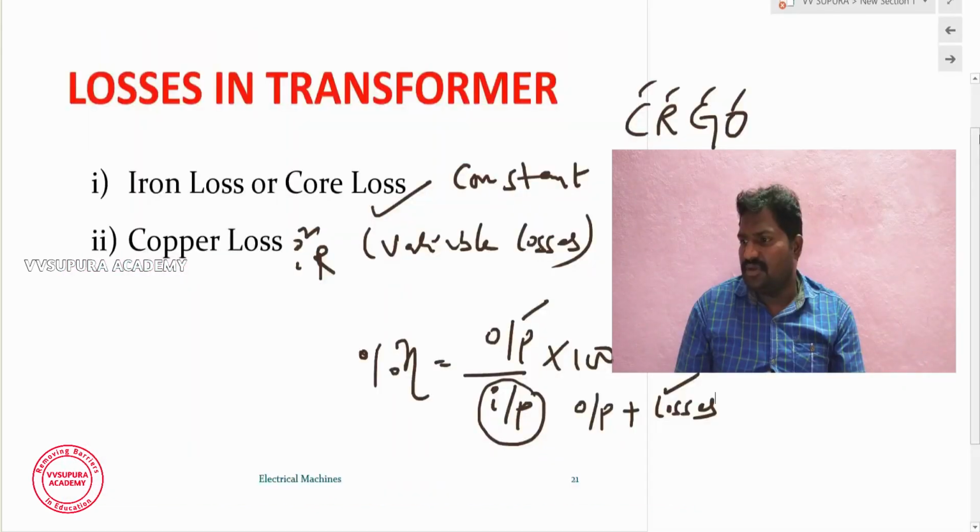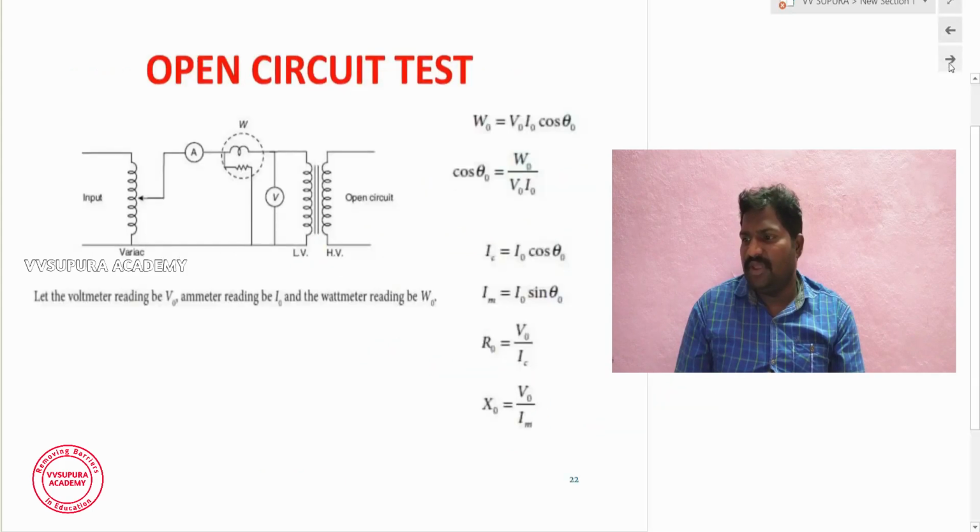So our main target is to calculate the losses in the transformer. How can we calculate the losses, whether constant losses or variable losses? For this purpose, to test the transformer and calculate its efficiency, we perform two tests. One is the open circuit test, another is the short circuit test. Let's do these tests to calculate the efficiency.